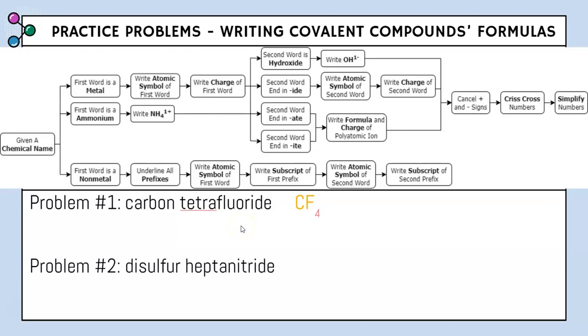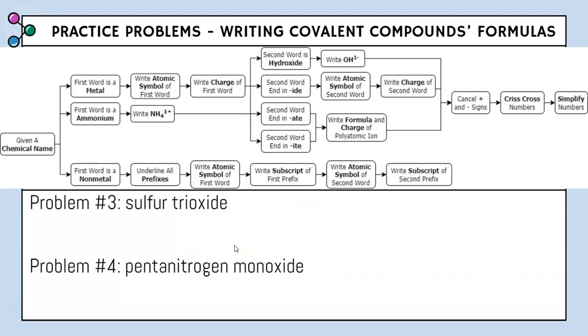Number two, we have disulfur heptanitride. Looking at our first word, disulfur, so the element is sulfur. Is it a metal, ammonium, or a nonmetal? Well, sulfur is a nonmetal. So we're going to underline all prefixes. So we have di and hepta. We're going to write the atomic symbol of our first word. Sulfur is our first word, atomic symbol is S. We're going to write the subscript of our first prefix. We have di as our first prefix. Di is 2. Then the atomic symbol of our second word, which is nitride. Nitride is nitrogen, so we have an atomic symbol of capital N. Then we're going to write the subscript of our second prefix. Second prefix is hepta. Hepta is 7. So we have S2N7.